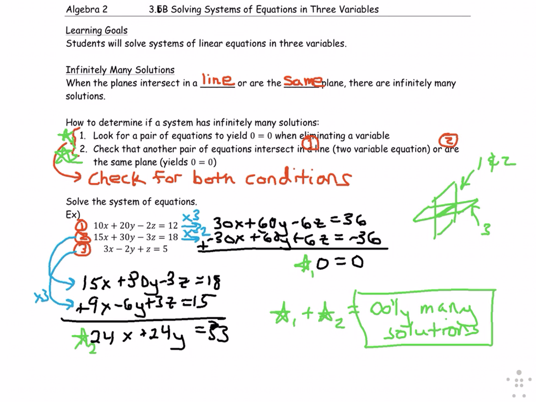Then to review the special cases, definitely infinitely many is the harder of the two, and you have to check for all these conditions. You have to get a 0 equals 0 at some point between a pair of equations, and then you also have to make sure that the third plane, when you interact it with one of the other two, forms a line, or if we would have gotten 0 equals 0 here, that would also mean that we have infinitely many solutions, because then all three planes would just have been the same.